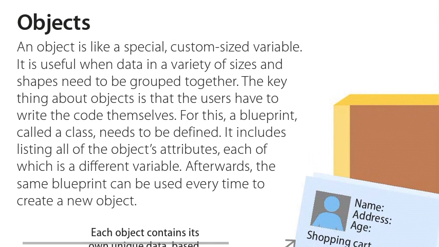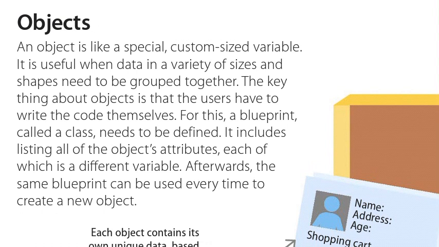Objects. An object is like a special custom size variable. It is useful when data in a variety of sizes and shapes need to be grouped together. The key thing about objects is that the users have to write the code themselves. For this, a blueprint called a class needs to be defined.